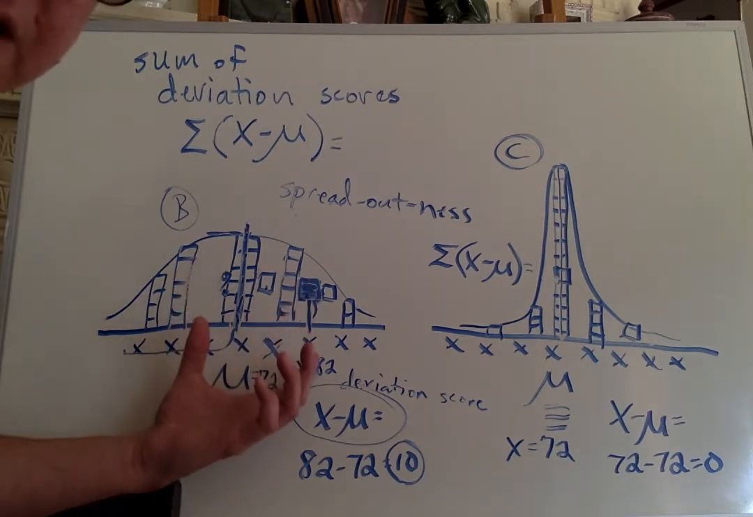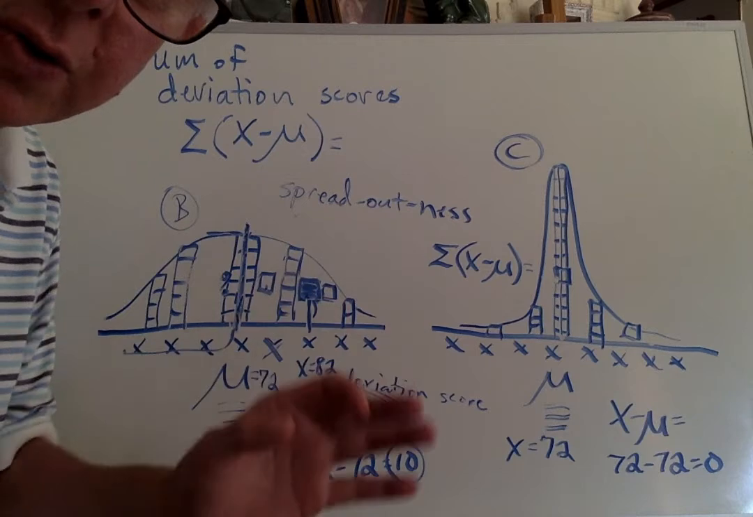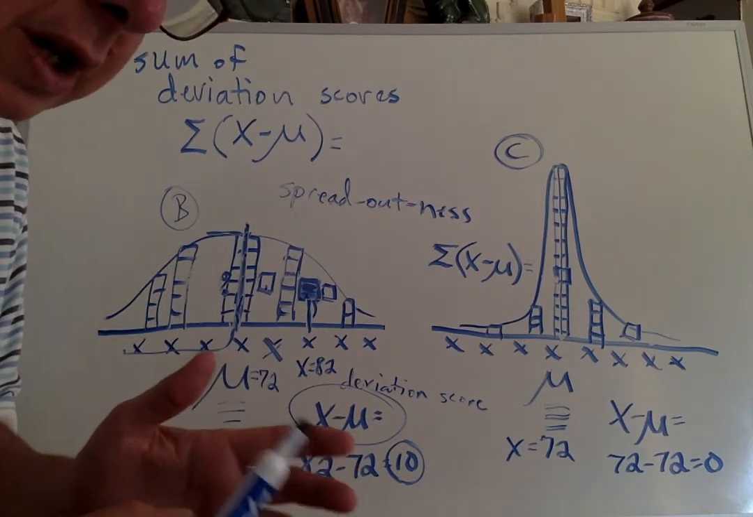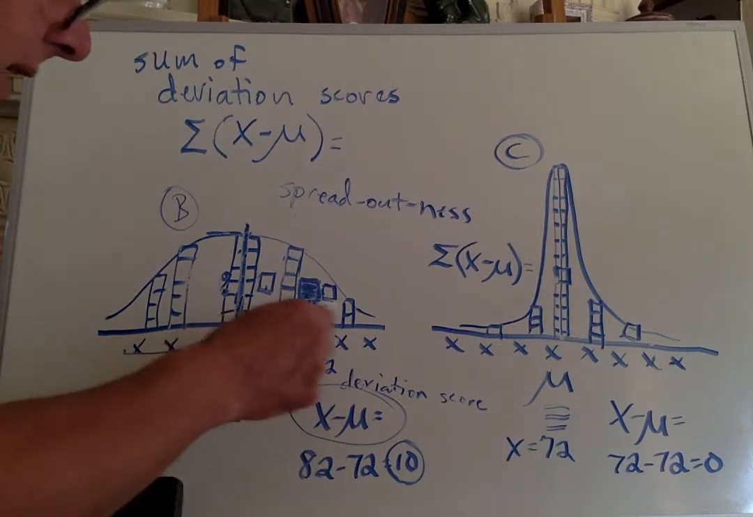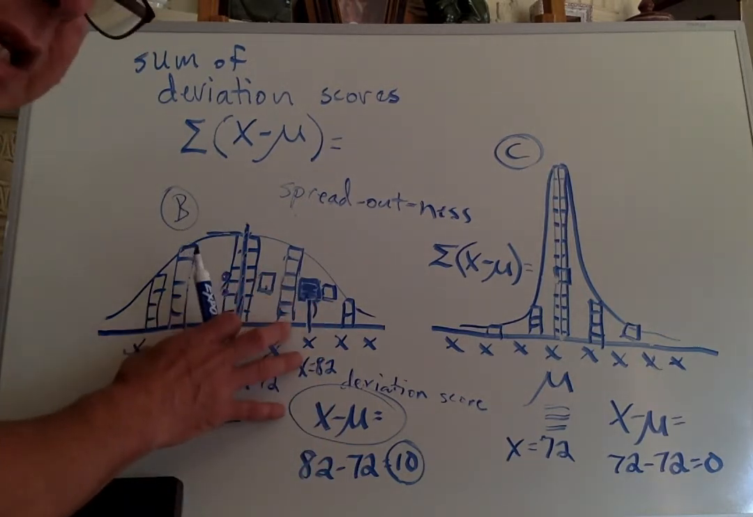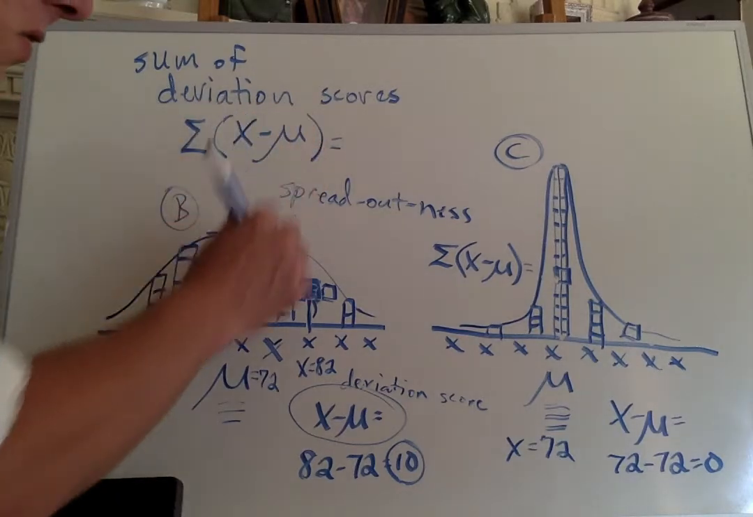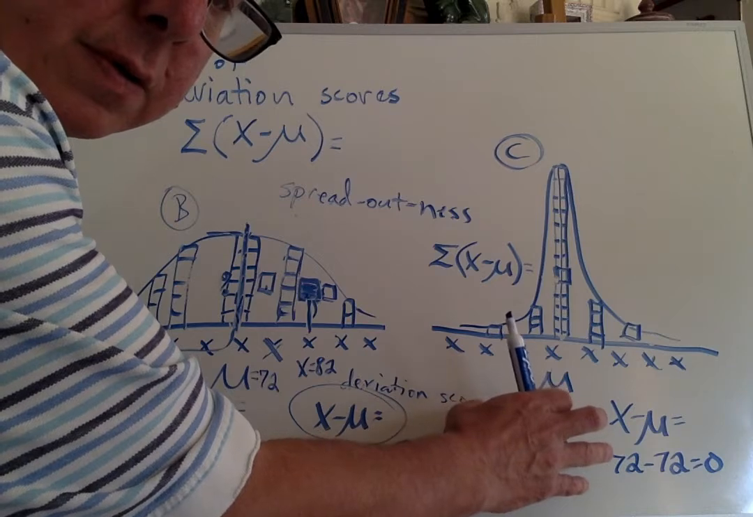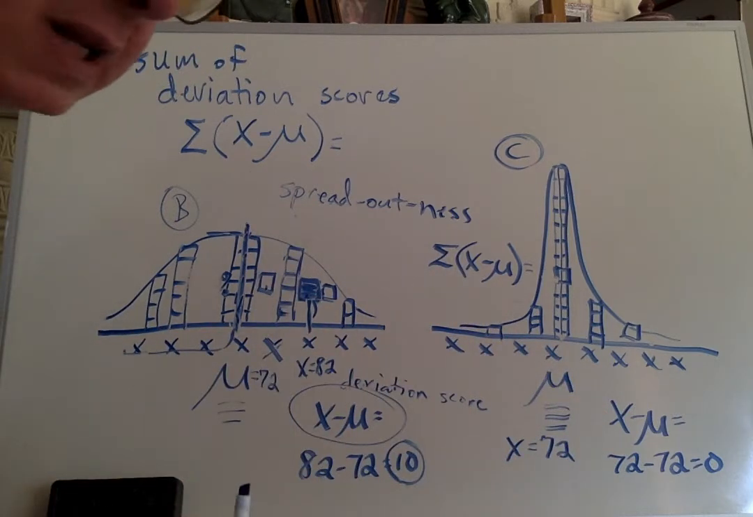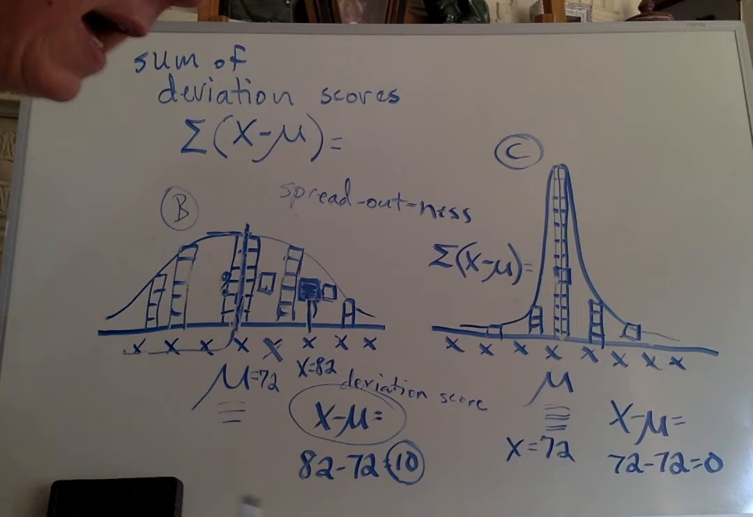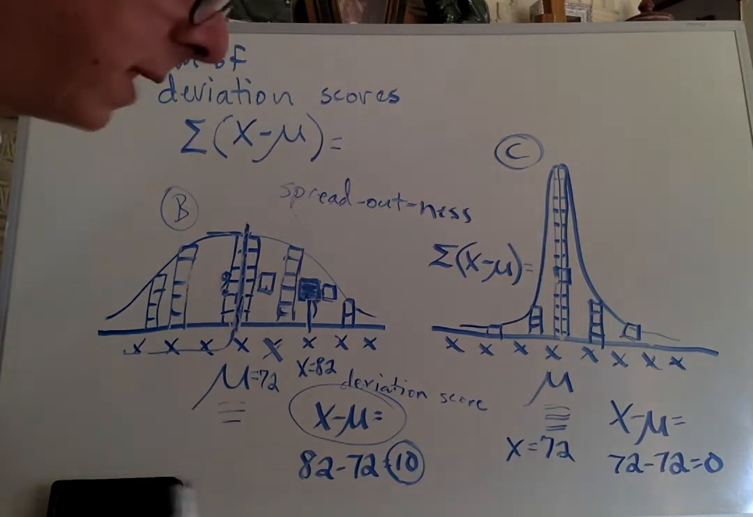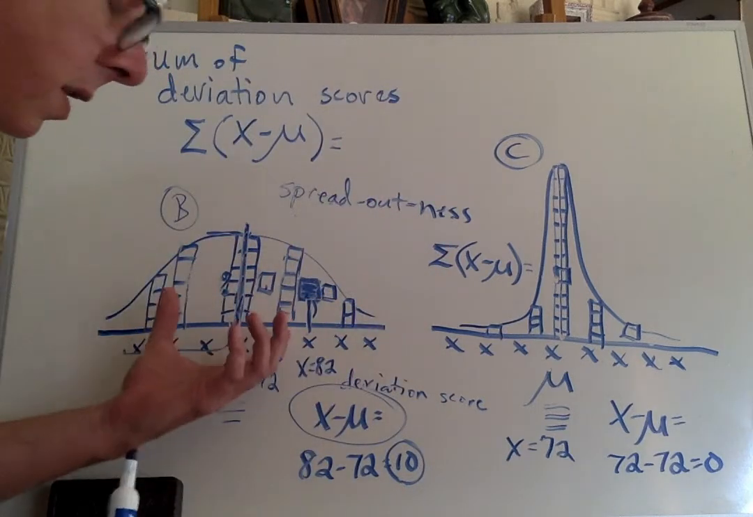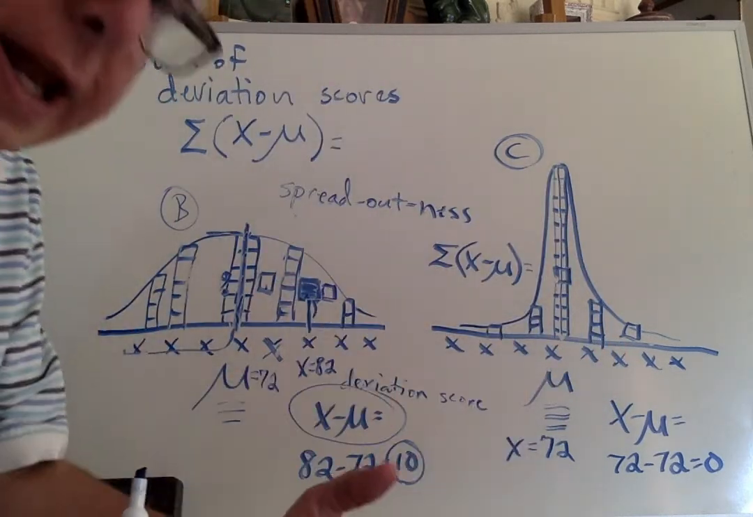If you said B would be larger, oh, beautiful. You are on the right track and you understand what I'm talking about, okay? If we add up all these deviation scores, the sum of deviation scores should be larger for B than for C, okay? If you have a question, please drop me an email. That is a golden concept. Golden, golden, golden. If you thought this would be larger than this, you got it.